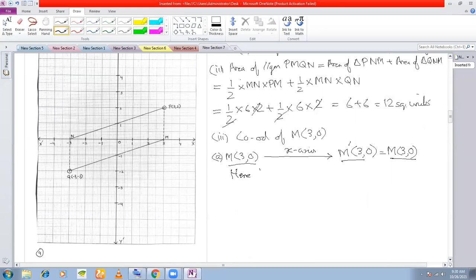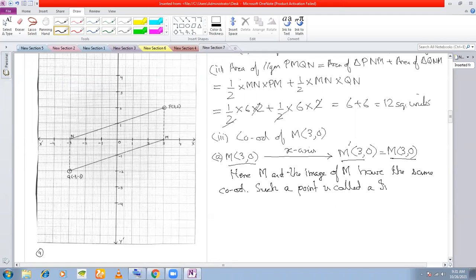Such a point, M and M dashed, the image of M, have the same coordinates. Okay, remember, such a point is called an invariant point. Remember this definition. Whenever the coordinates of the object and the coordinates of image are the same, such a point is called an invariant point.